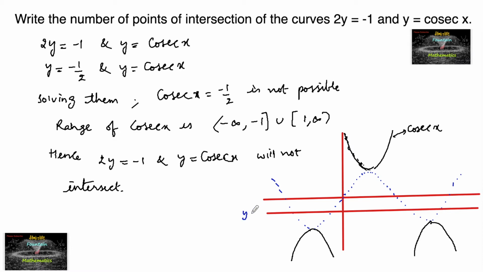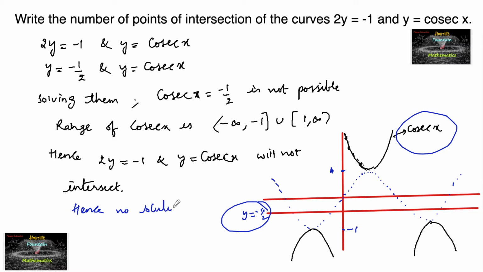So this is 1, minus 1, and here it is 1. And hence we can conclude that these two curves will not intersect. So y is equal to minus 1 by 2 and y is equal to cosecant x will not intersect. Hence no solution. Okay, right, thank you.